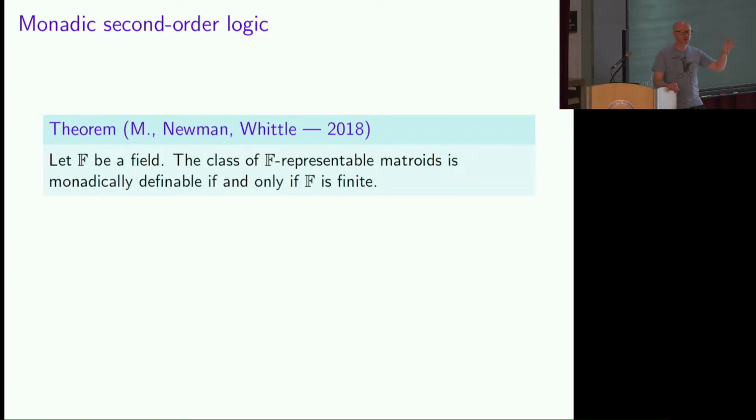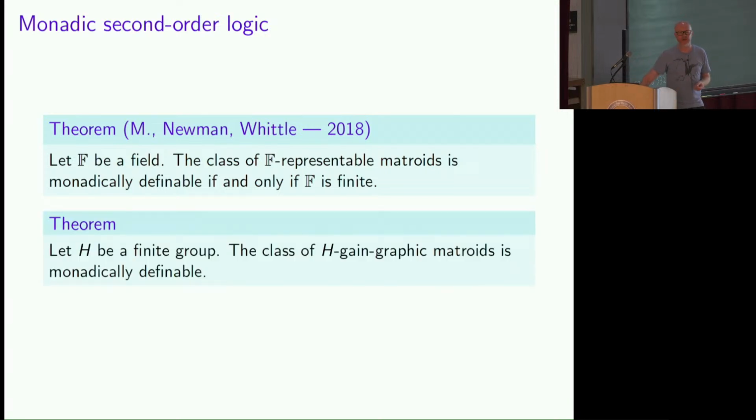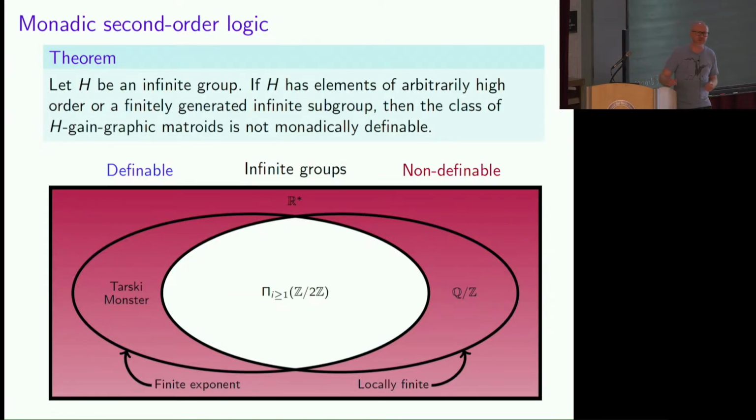So this entire project is really about finding analogues for gain graphic classes of matroids. So what about the equivalent question for H gain graphic classes? So here's a theorem. If H is a finite group, then the class of H gain graphic matroids is monadically definable. So one direction holds, and the other direction is false.